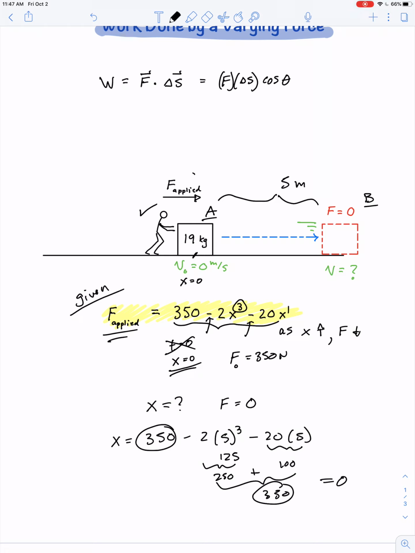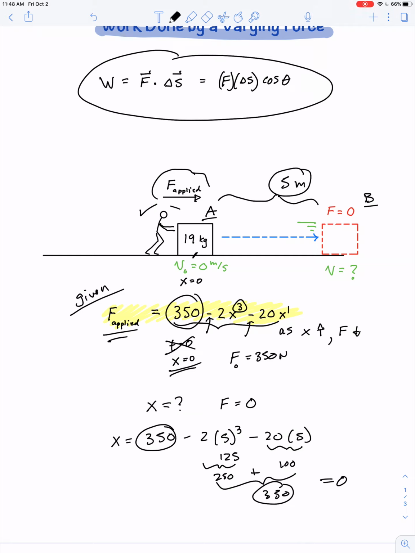Initially, this person starts out pushing with an applied force equal to 350 newtons, and by the time it's displaced 5 meters, the force is now 0. So the question would be, how much work was done during that displacement? Well, we couldn't use this equation because we don't know which value of force. We certainly know that the overall displacement is 5 meters. We know that the angle between the two in this case is 0 degrees. But what are we going to put in for the force?